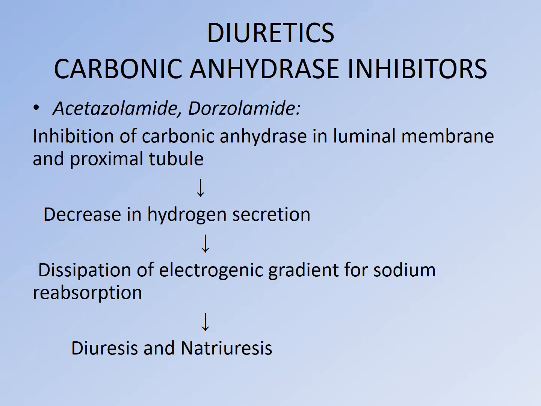The next, as we move down the proximal convoluted tubule at the junction of the cortex and medulla, are the carbonic anhydrase inhibitors, namely acetazolamide and dorzolamide. They will block the carbonic anhydrase both on the luminal membrane and inside the proximal tubule cells. As soon as you inhibit the carbonic anhydrase, it will reduce the secretion of hydrogen through the sodium-hydrogen antiporter. Subsequently, the driving force or the electrogenic gradient for the reabsorption of sodium is dissipated, and this will basically reduce the reabsorption of sodium.